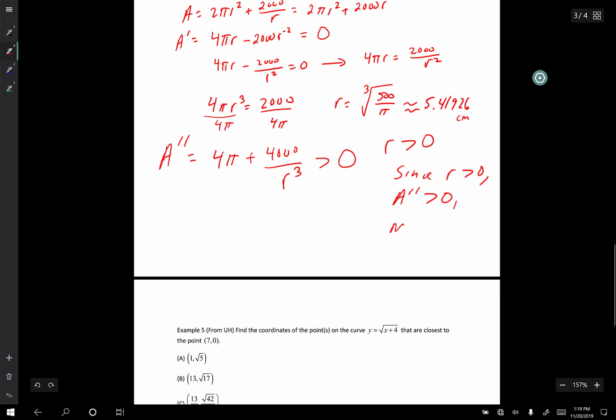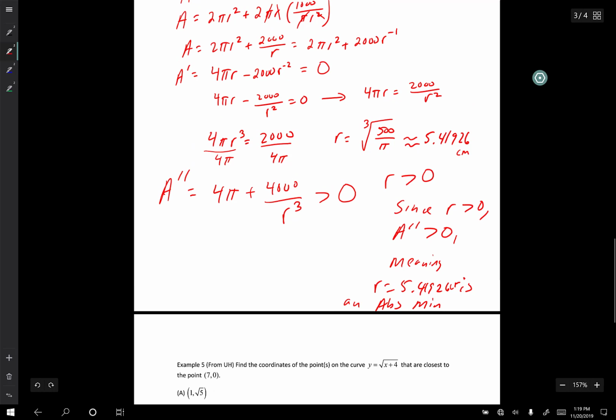Meaning R equals 5.41926 is an absolute min on the entire graph. Isn't that cool? You guys don't think that's cool? Yeah, I will put centimeters. If there are units, always put units. They wanted my dimensions. I'm not done yet. So, no, we're pretty much done, but not quite.